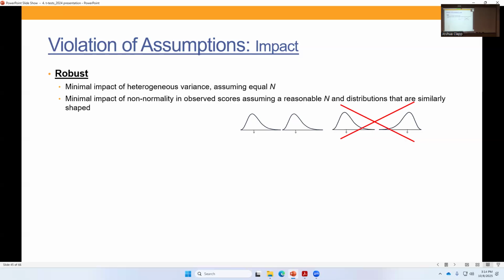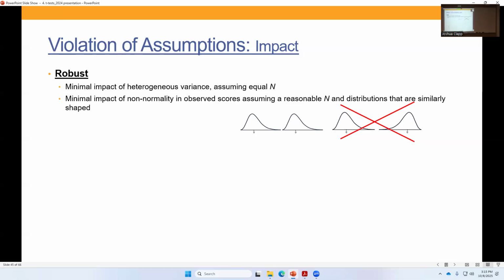But if you've got relatively equal sample sizes, your t-tests are probably pretty robust, so you don't have to worry too much about this. You want to use your Welch-Satterthwaite correction, unequal variance assumed, but your t-test is probably going to be okay with this. Also, there's minimal impact of non-normality in our observed scores, assuming a reasonable n and reasonably shaped distributions.